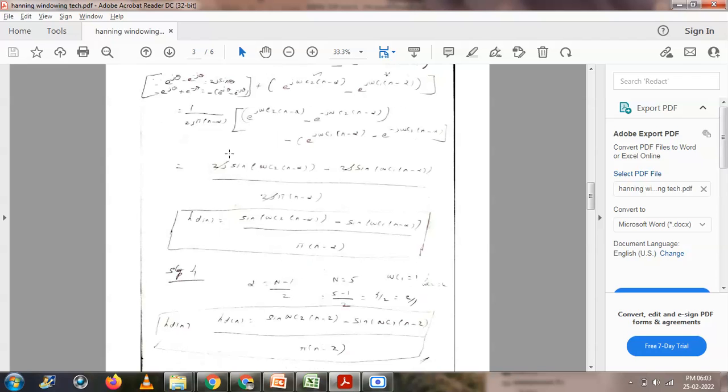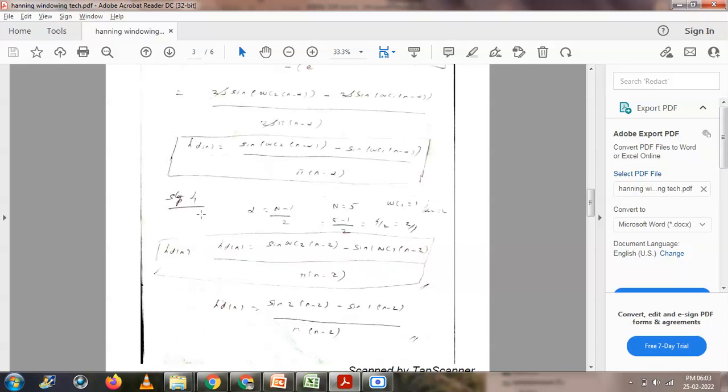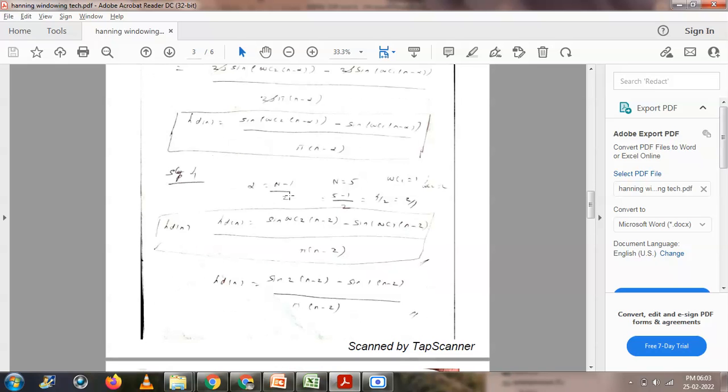Then h2 of n, just cancel that, and the remaining thing you will get, and you got h2 of n. And step 4. Step 4 is alpha is equal to n minus 1 divided by 2. So n is equal to 5. So 5 minus 1 divided by 2, 4 divided by 2. So the alpha value is 2.